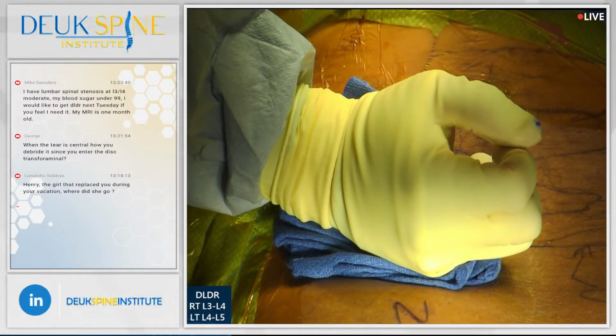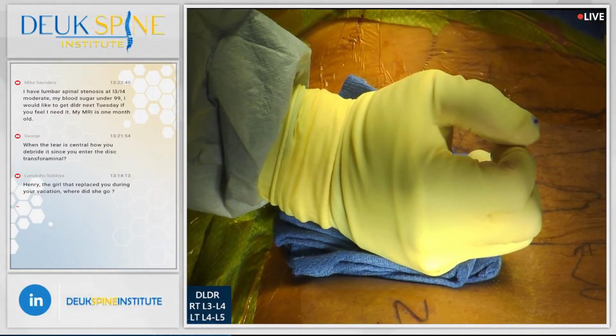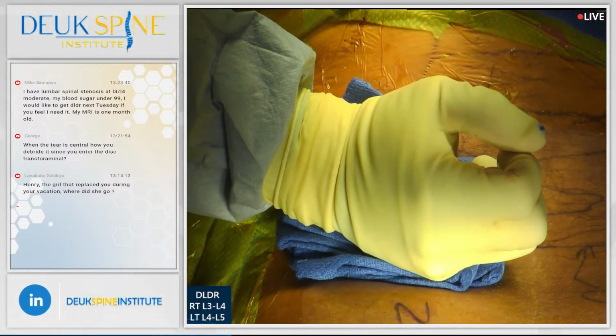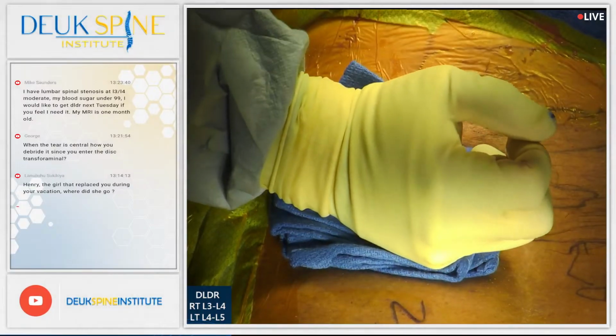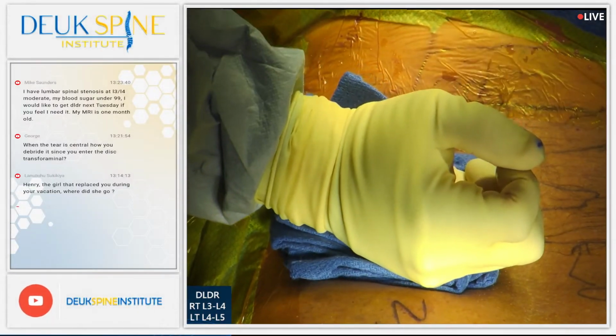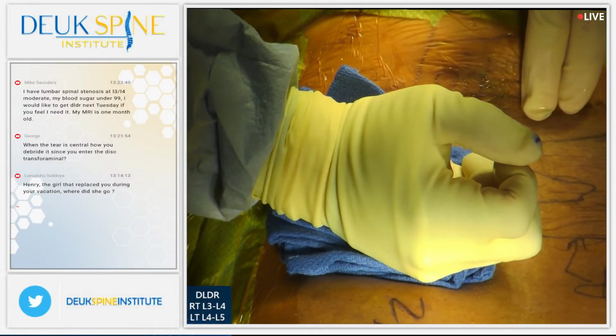So central tears in the back of the disc are never just in the center, and if they are, they don't cause symptoms, because that's where the posterior longitudinal ligament runs, right down the center of the back of the disc.